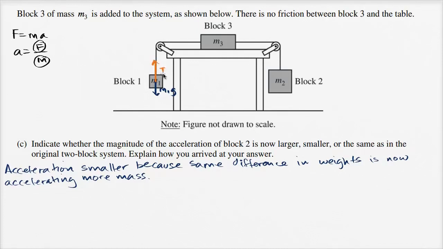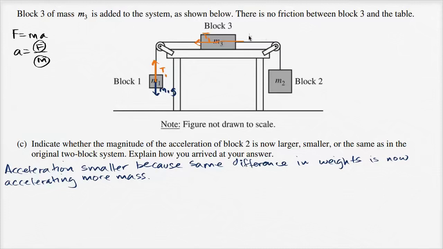Let's call that T1. You're now going to have two different tensions here because you have two different strings. Now the tension there is T1. The tension over here is also going to be T1. So let me do the same magnitude. Now, since block 2 has a larger weight than block 1, because it has a larger mass, we know that the whole system is going to accelerate. On the right-hand side, it's going to accelerate down. On the left-hand side, it's going to accelerate up. And on top, it's going to accelerate to the right. And so if the top is accelerating to the right, then the tension in this second string is going to be larger than the tension in the first string.